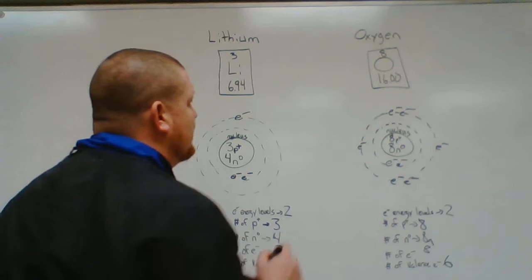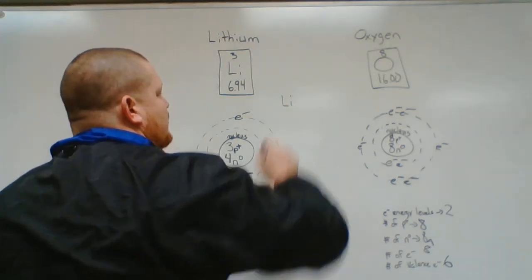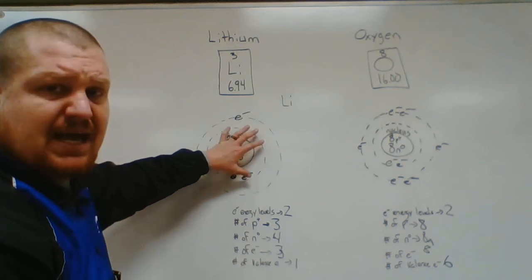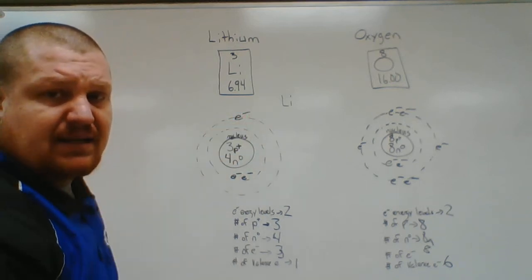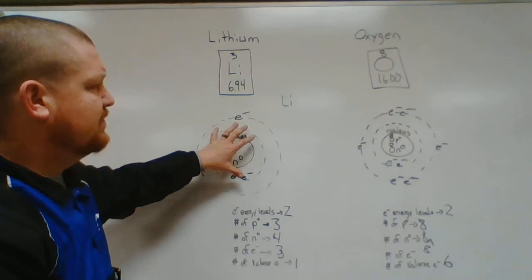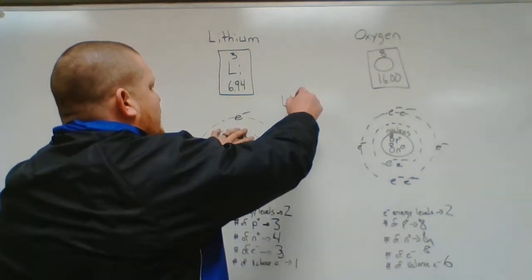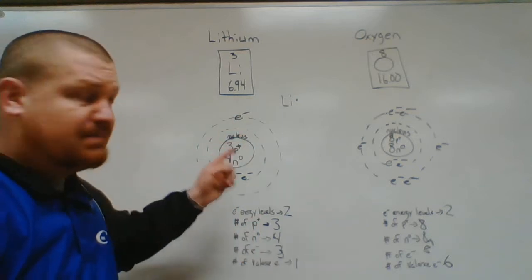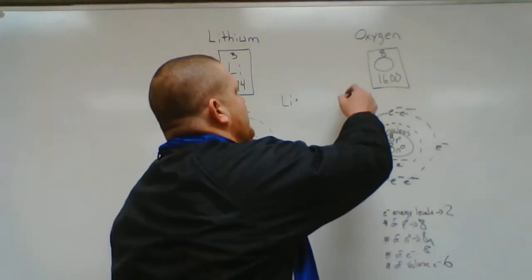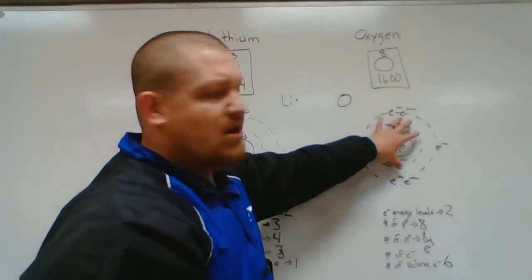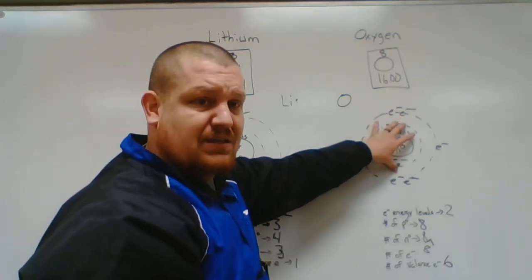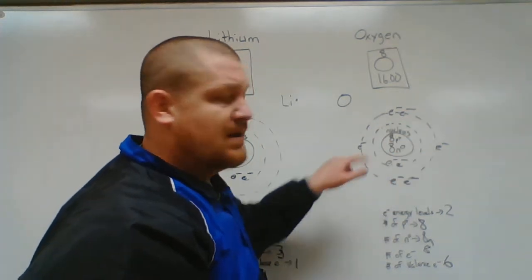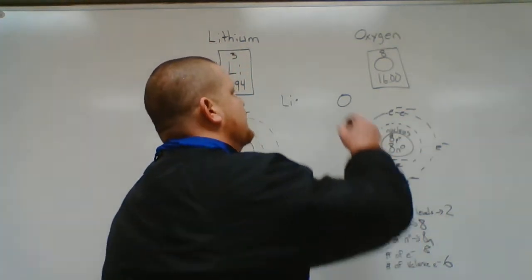So lithium could also be this: Li. If I write Li, it stands for everything inside of this atom except the valence shell. So Li stands for all of this. I'm going to put 1 dot, and that's going to stand for the valence electron. For oxygen, the O stands for all of this except the valence shell, but I got to put in my 6 valence electrons.